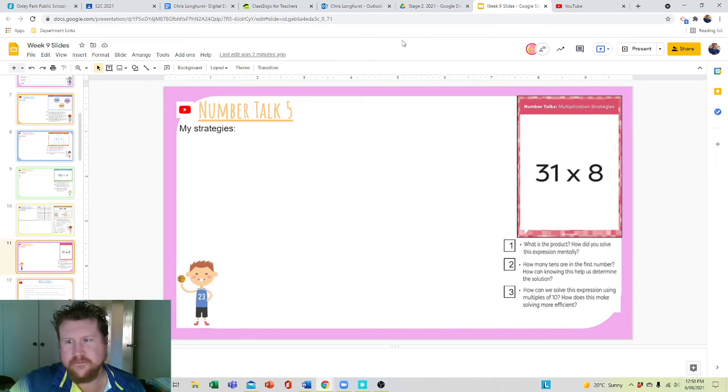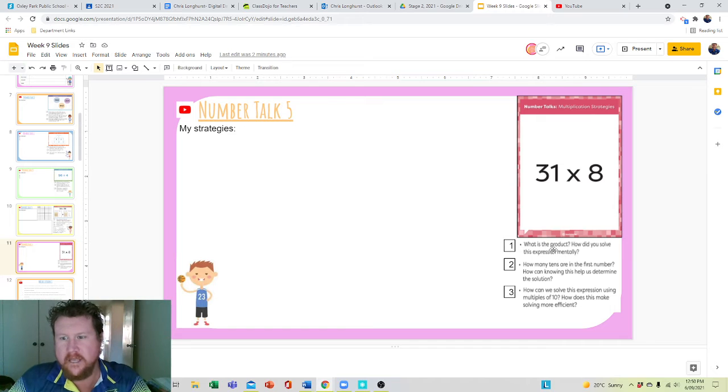Number talk 5. 3 questions once again. We have the question here, multiplication strategies of 31 multiplied by 8. 31 multiplied by 8. Seems pretty big, but remember, if we break them down, it makes it easier for us to complete the answers. So the first question is, what is the product?